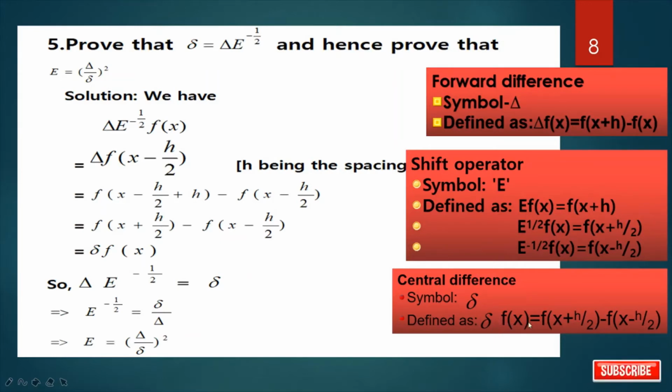So this is delta fx, small delta fx. So it is proof that delta e to the power minus half equals small delta. So the first one is proved. Now by this relation we can easily prove the second one. E to the power minus half equals small delta by capital delta. So E equals capital delta by small delta whole square.